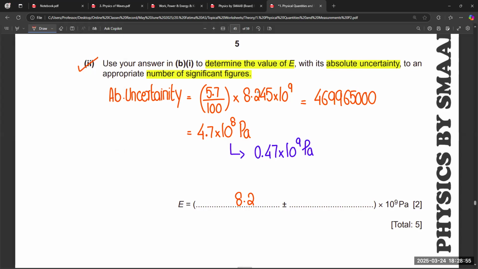So it means in the part of uncertainty, we will write 0.47. Basically, 47 is a greater decimal point as compared to the true value, so we can round it off to 0.5. So 8.2 plus minus 0.5, times 10 to the power 9. This is the uncertainty value with the original value. Okay. And this is the final answer.